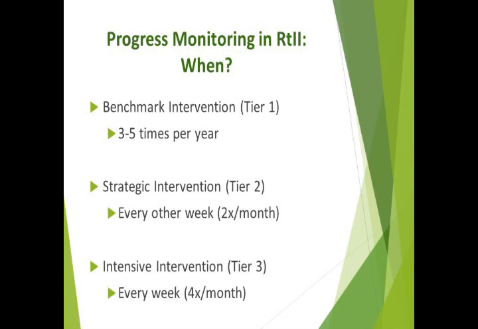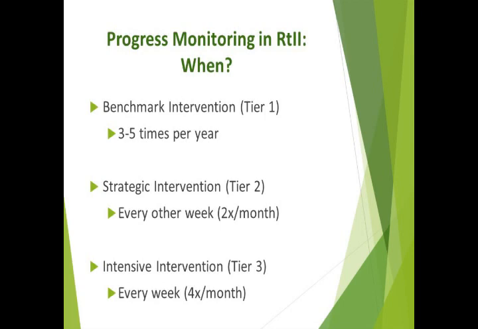For strategic intervention, which is for students at some risk, progress monitoring should occur about once every other week and not less than once per month. Data obtained every other week would allow more confidence in the outcomes when grade level teams examine the data to determine the progress of the student.